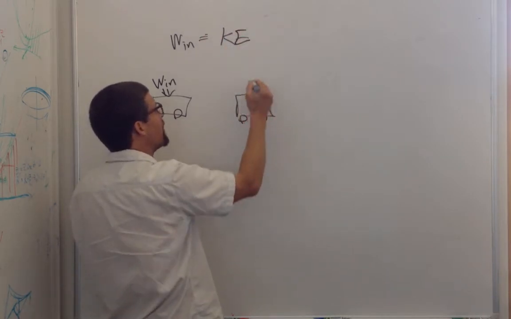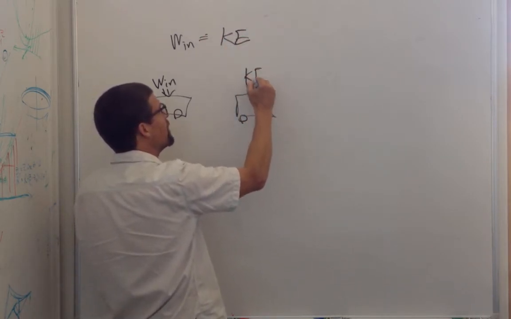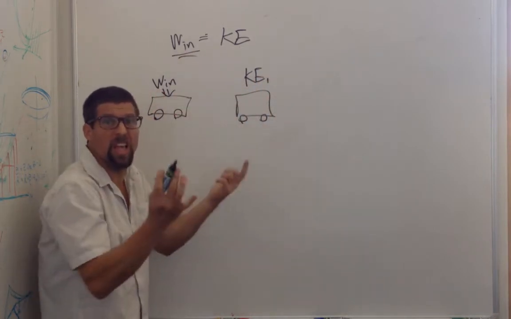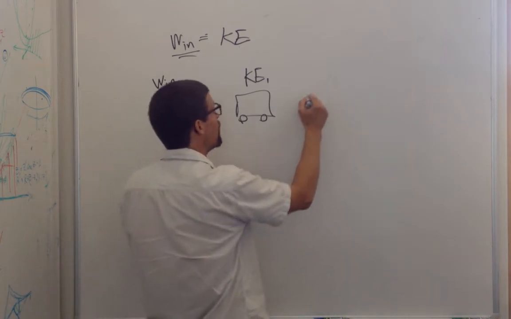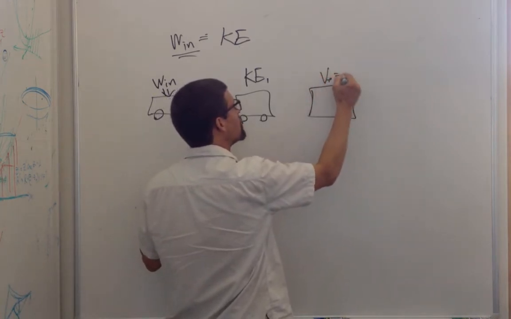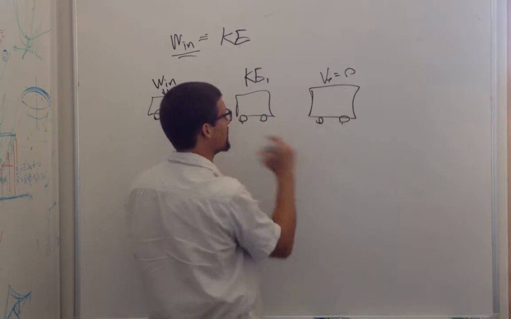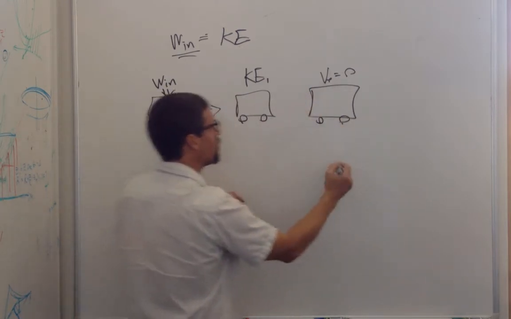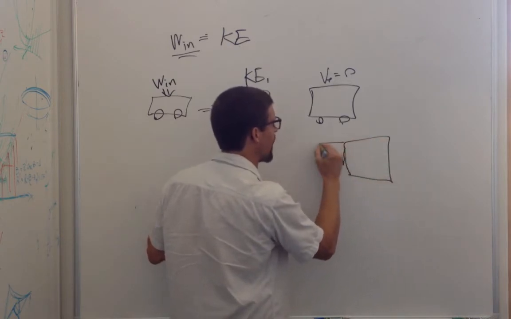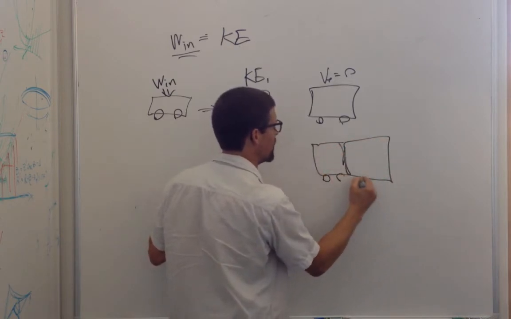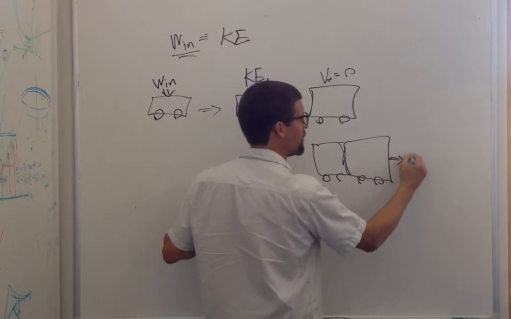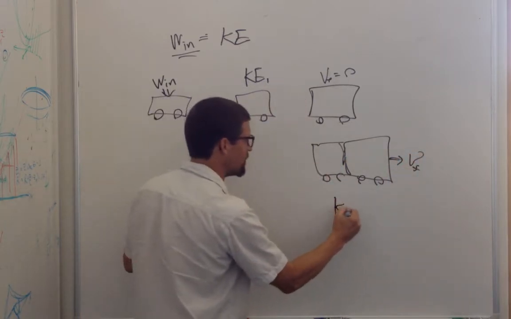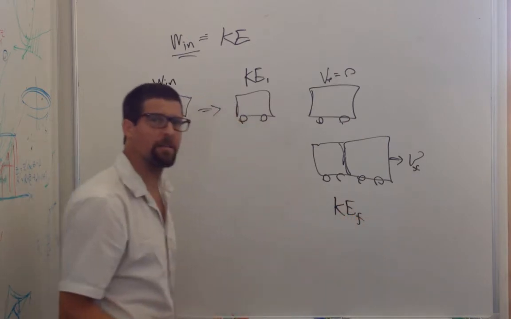So the kinetic energy at this point, let's call this kinetic energy 1, is due to the work that you put in. It's the same. And then, boom, okay, so this V0 equals 0. There's this guy sitting here, and there's a collision, and afterwards, these two guys are stuck together, moving along at some V final, and that's going to have some kinetic energy. Let's call that kinetic energy final.